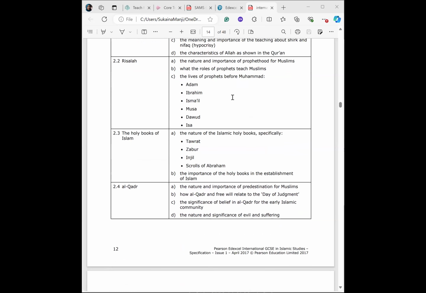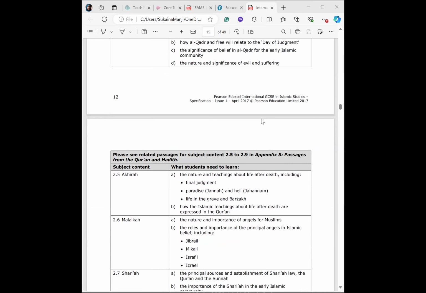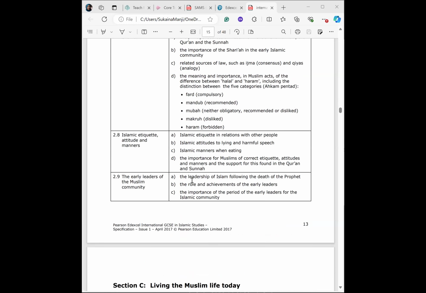We look at Risala, and this is where they need to know the names of different prophets. So Prophet Adam, Abraham, Prophet Ismail, Prophet Musa, Prophet Dawood, Prophet Isa. We also then look at the holy books. So we look at Taurat, Zabur, Injil, and the scrolls of Abraham, and how these books were important in establishing Islam. And you can see further topics broken down again. If you go on to 2.9, the last topic, the leadership of Islam following the death of the Prophet, and the importance of the period during that time for the Muslim community.